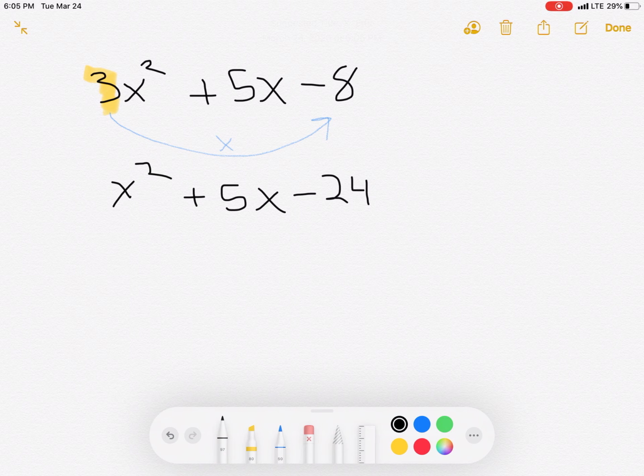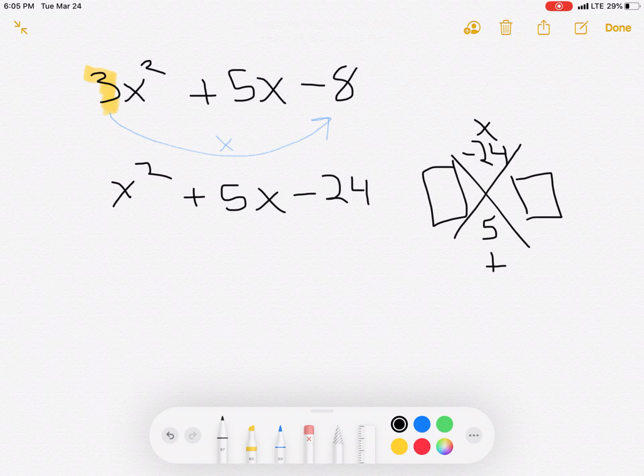Now, if you would like to use one of your tool tips, something like the X method, where we multiply to the top and we add to the bottom, you can do that. So negative 24 is what we're multiplying to, and we are adding to a positive 5. And so we need to think of two numbers, one that's here and one that is here, that multiply to a negative 24 but add to 5. And again, you can pause the video and see if you get this correct, and if not, you can just plug them in. And so the numbers that we are looking for are 8 and negative 3.